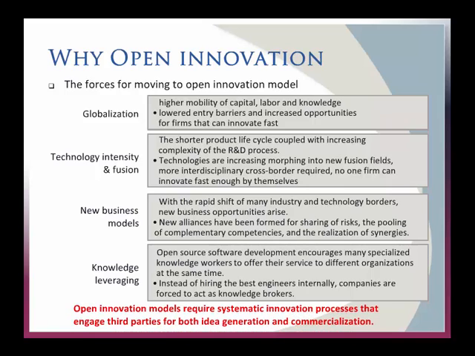And lastly, we just want to point out that open innovation models require systematic innovation processes that engage third parties for both idea generation and commercialization. This is all a network. It's a network of people with similar interests, but they're different, but they have similarities, and they've all got their own objectives. But if you do this right, everybody's going to win. Everybody who's got their piece of the value chain is going to do what they do best. They're going to get revenue from that. They're going to be successful. They're going to provide more innovation, and the overall system is going to get better. That's the goal.